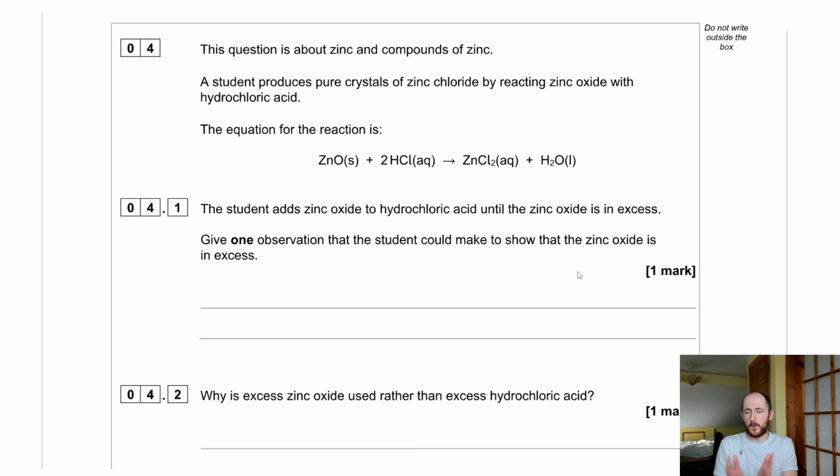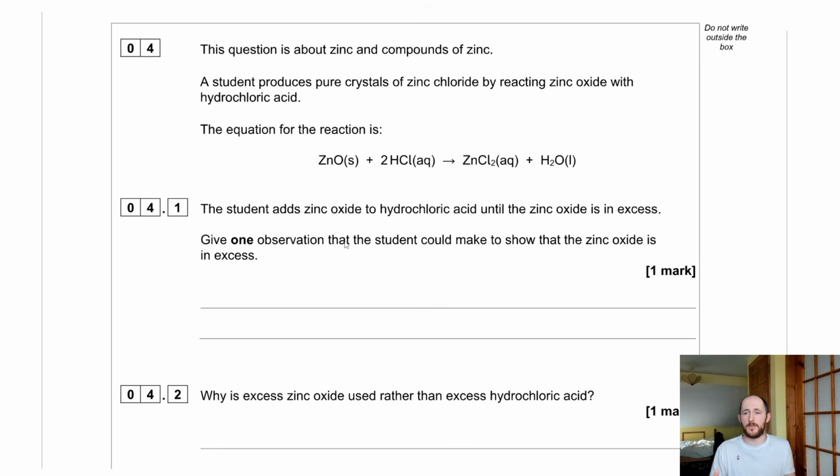So if you remember before, when I said in excess, it means there's going to be too much of it to actually react. So there'll be too much zinc oxide to actually react with the hydrochloric acid, which means you are going to get lumps of zinc oxide inside this reaction. When you see that, you're going to have too much. Again, go back to the water and salt example. Keep pouring salt into water and eventually you'll get a pile of salt in the bottom of the water because the salt is in excess.